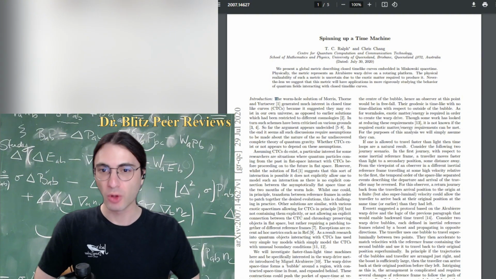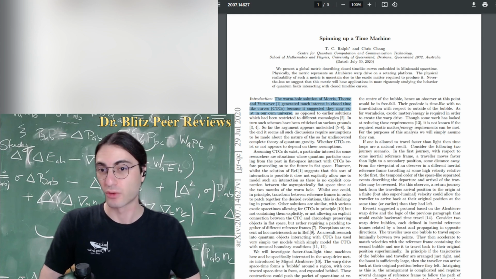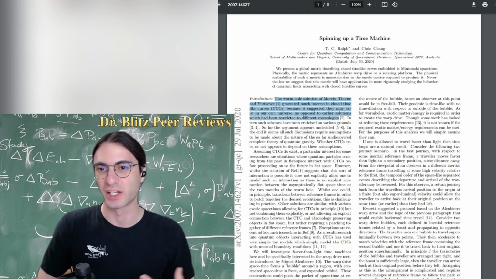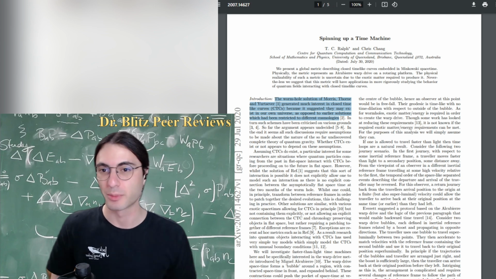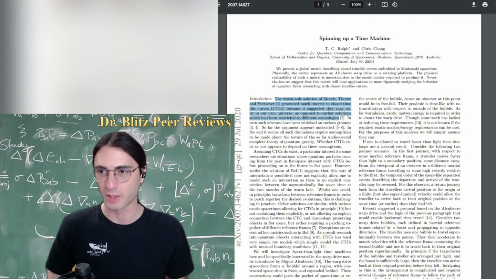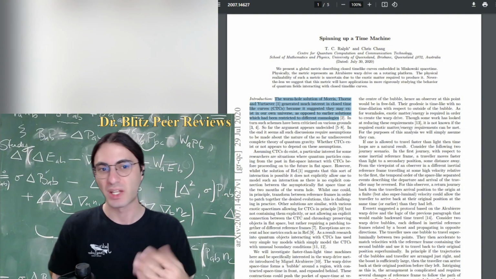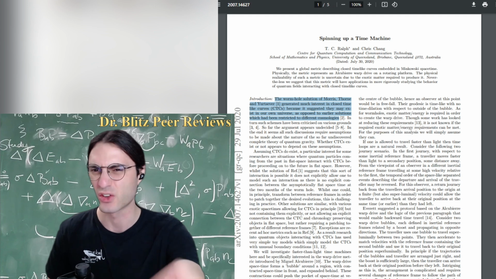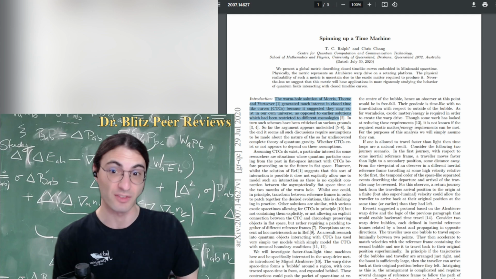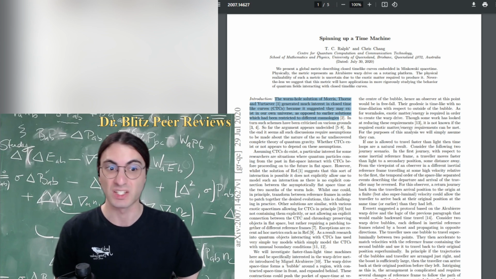So, the wormhole solution of Morris, Thorne, and Yurtsever generated much interest in closed time-like curves because it suggested that they may exist in our own universe, as opposed to earlier solutions which had been restricted to different cosmologies. So my guess is that they're saying something along the lines of, well, so there are closed time-like curve cosmologies, universes that have closed time-like curves. The famous one is the Gödel or is the Tipler cylinder. However, that's not our universe, but it seems like there's this other solution, which is the Morris, Thorne, and Yurtsever solution, which also can have closed time-like curves in our universe. So it's at least interesting.